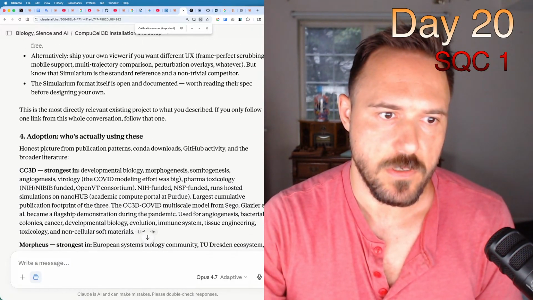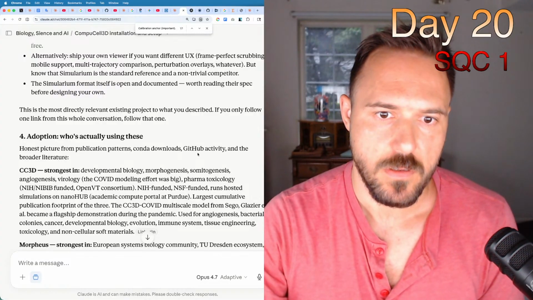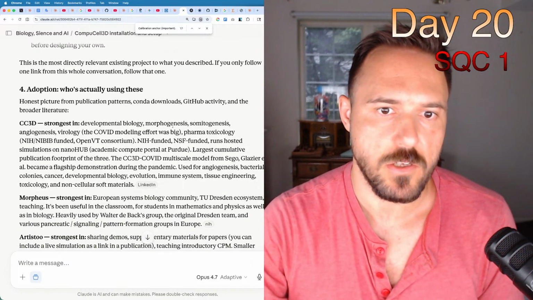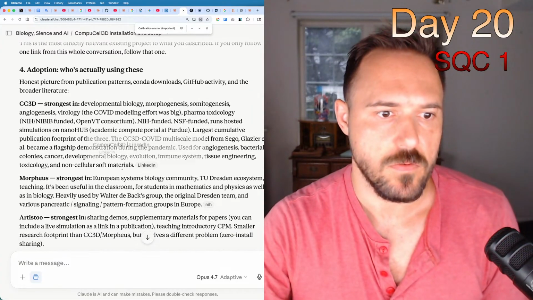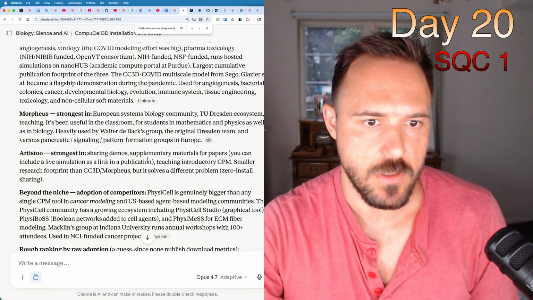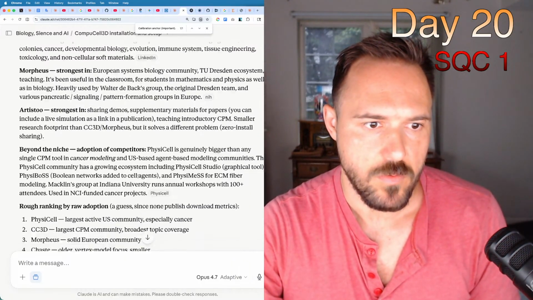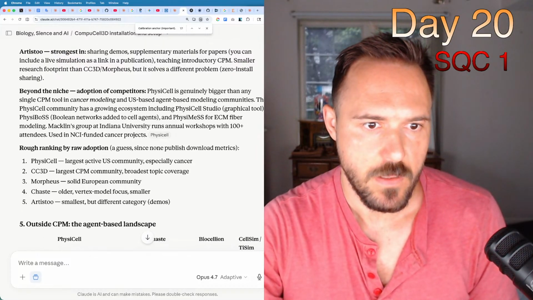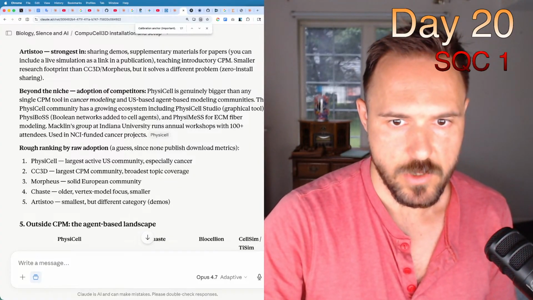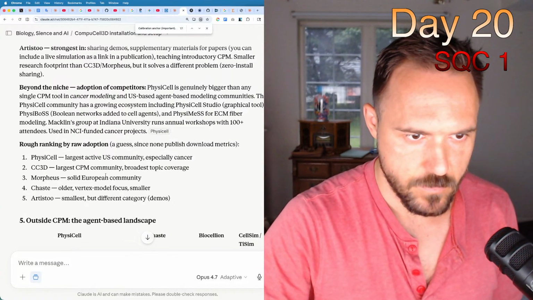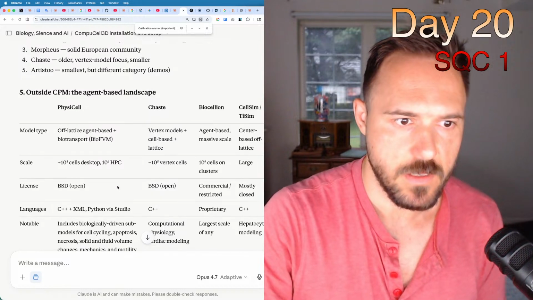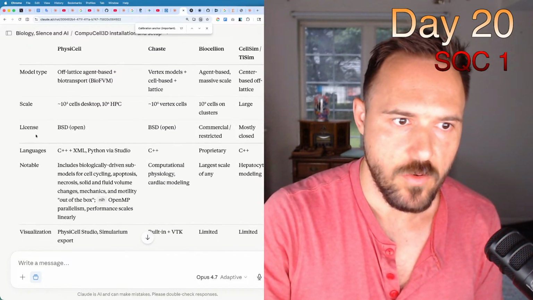Adoption: who is actually using this? Honest picture from publication counts, Conda downloads, and GitHub activity: strongest in developmental biology and morphogenesis, strong in European systems biology, strong in teaching demos. Beyond the niche, adoption drops off a cliff in the US community, especially by raw adoption, I guess, though not published as a metric. Outside CPM, the engine-based landscape: model type, scale, license BSD, open.